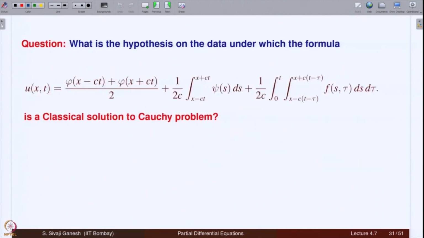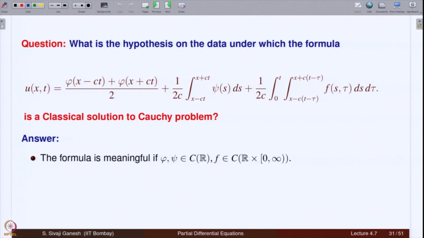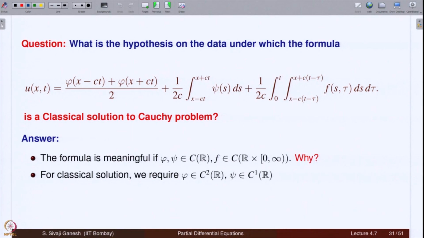Now of course, we have to ask this question, when is it a classical solution, what are the assumptions needed. Of course, if you look at the formula, this is meaningful if phi is, let us say, continuous; integral we need, therefore psi should be continuous; again some integral, so f should be continuous. But that is not enough. For classical solution we require phi in C², psi in C¹, we have already noted down this when we discussed the homogeneous problem for the one dimensional wave equation.